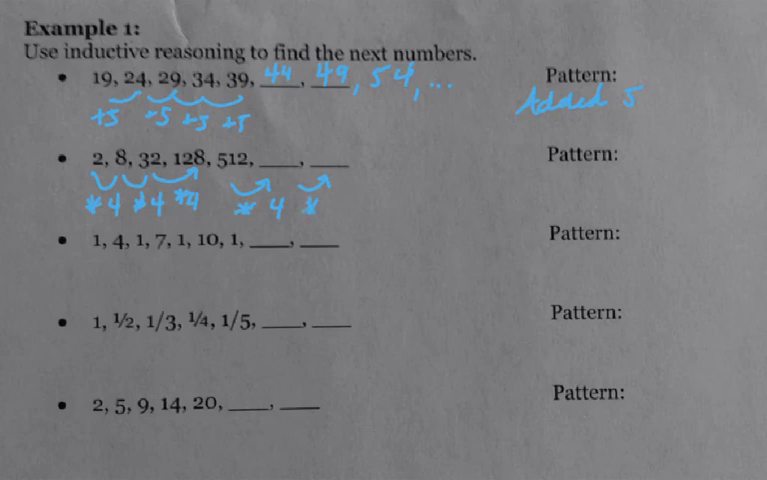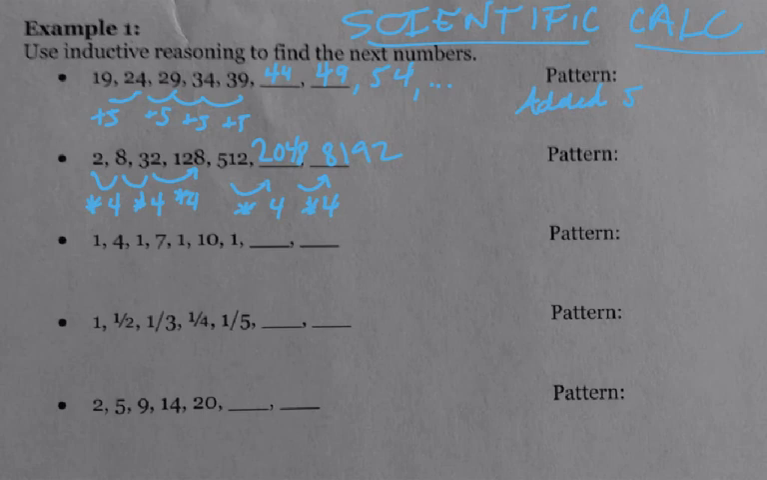So now is a handy-dandy time to take out your scientific calculator, because that's the only one you're allowed to use in my class, to calculate those remaining numbers. Doing so, I end up with the values 2,048 and 8,192. And the pattern is we multiply by 4. Okay, now I have 1, 4, 1, 7, 1, 10, 1.